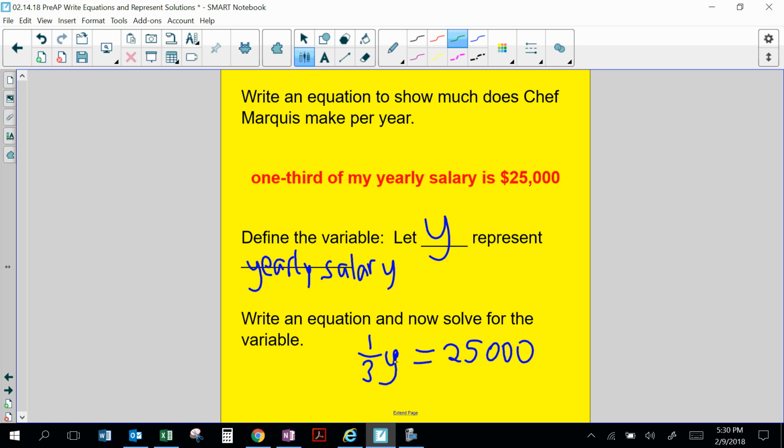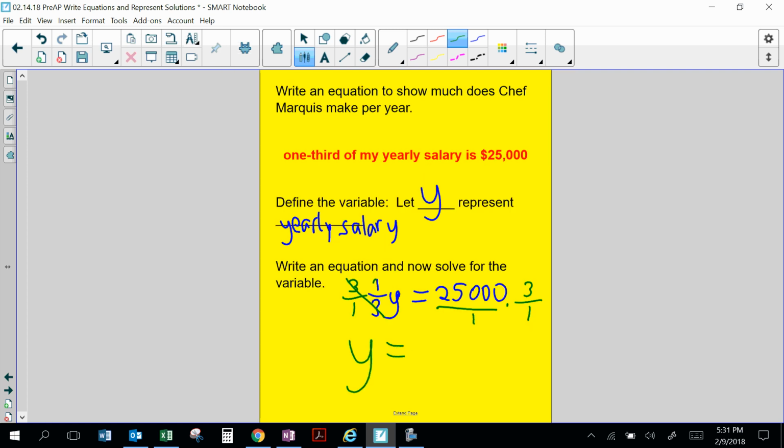Do you remember how to solve an equation such as this? Is the variable Y isolated on the left side? No, it's not. I see 1/3 here. What is the reciprocal of 1/3? It is 3/1. So I need to multiply both sides by 3/1 because 3 over 3 cancels out. So what's 25,000 times 3? Y equals $75,000. So Chef Marquise makes $75,000 every year.